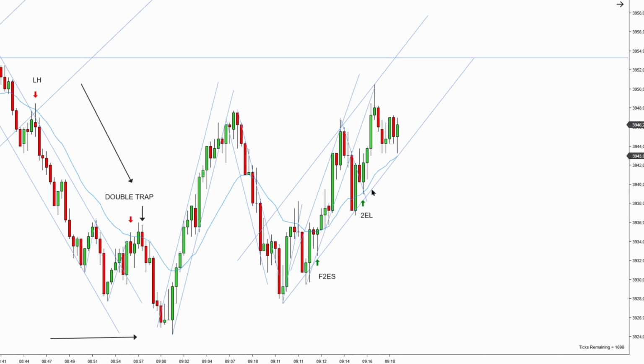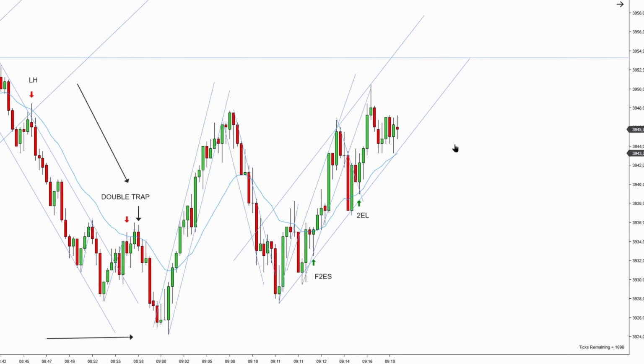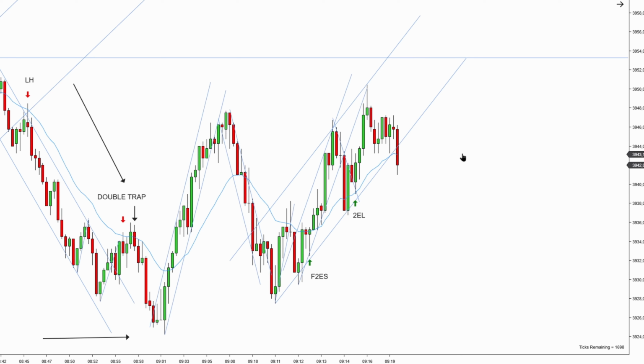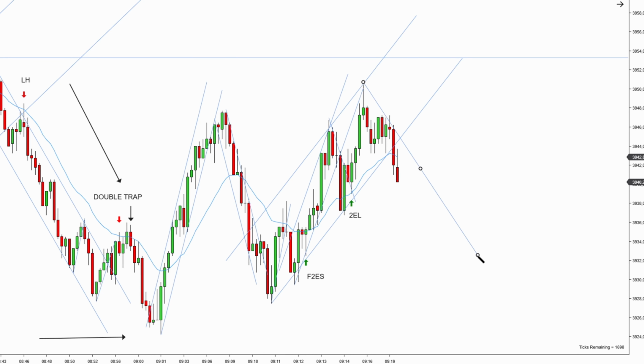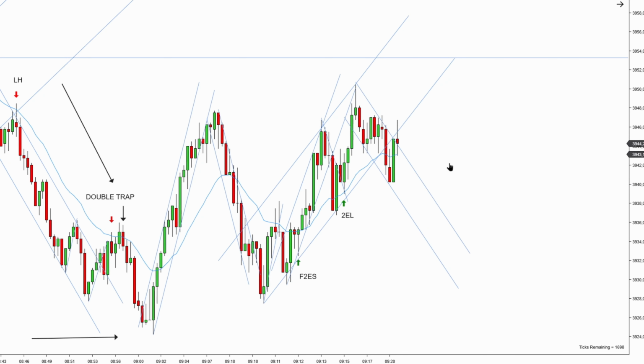This one, much closer to key entry point. This one, not even the tail is touching it, let alone the body. Definitely not a great setup. You can see what can happen if you're just patient. Now that I see the prices are offering me this sloping price action, I'm going to redraw the channel.